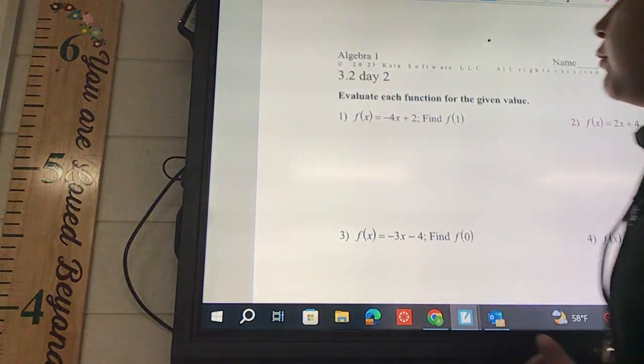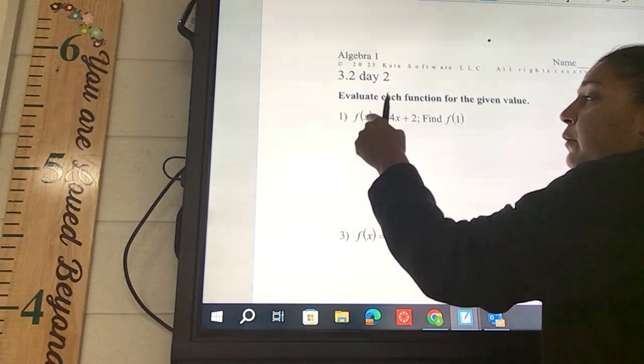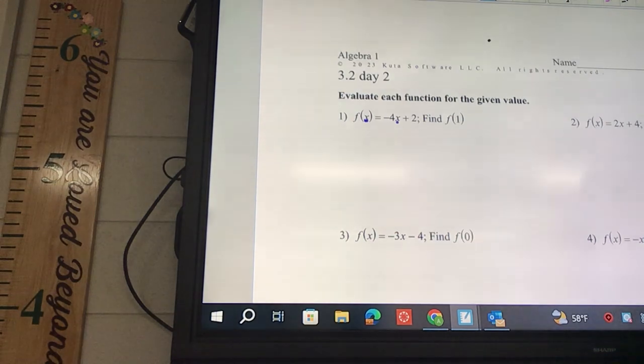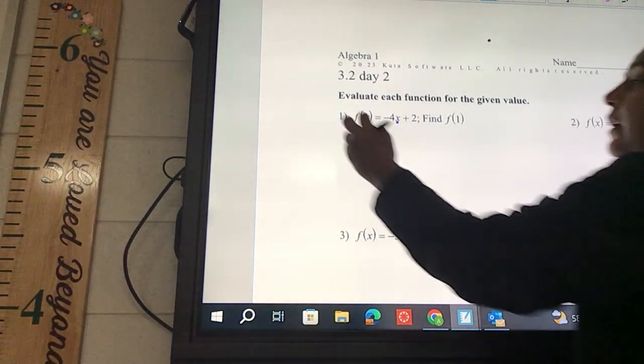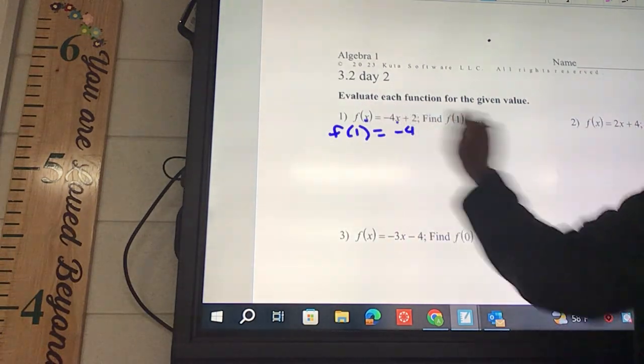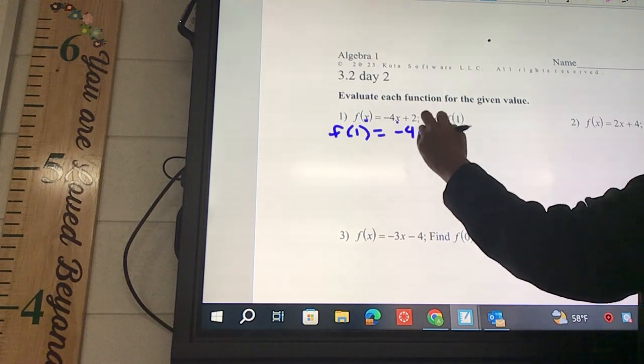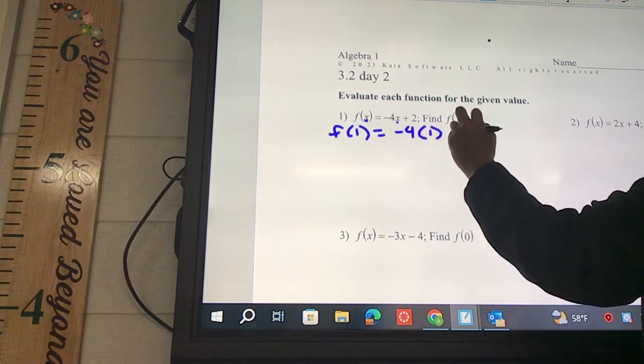In number one, you're really going to see where the difference is. They want to know f of x when we've got negative 4x plus 2, and they want you to find f of 1. So they want you to find the value of that function when my x is 1. Everywhere that there's an x, we're putting in a 1. So it should look like this: f of 1 equals negative 4. Now, when you approach that x in the equation, you need to use the full parentheses. So we're going to say negative 4 times parentheses 1, plus 2.